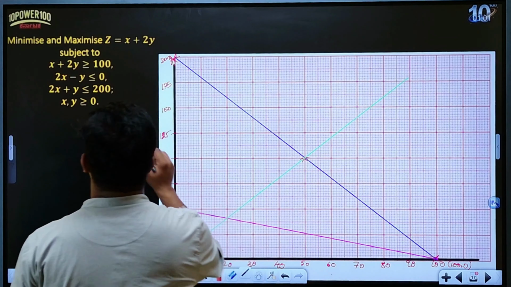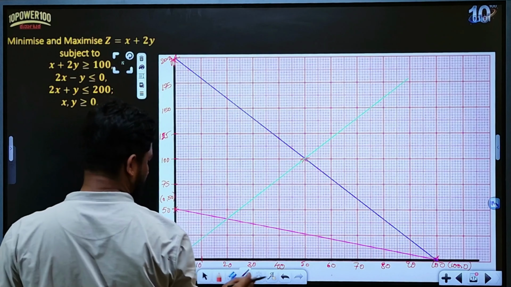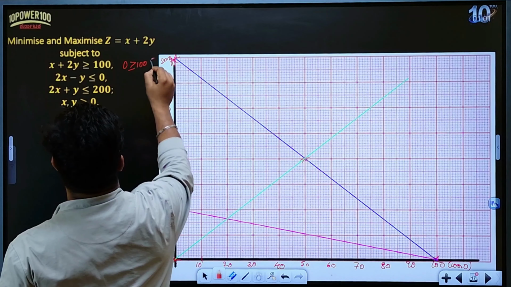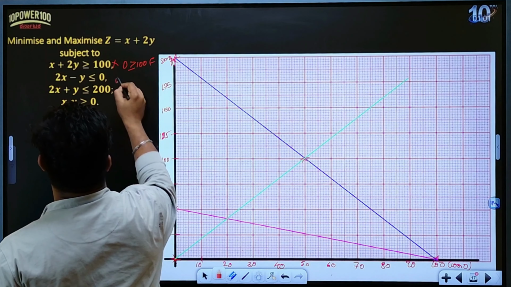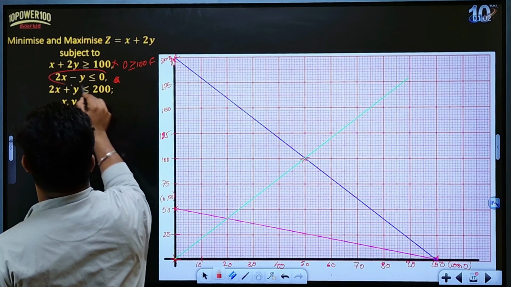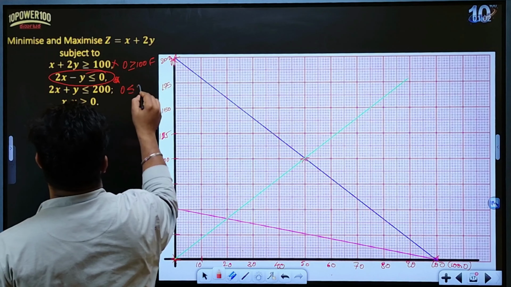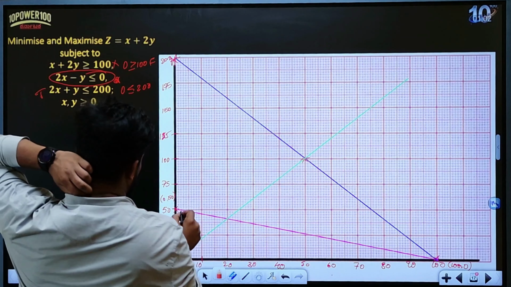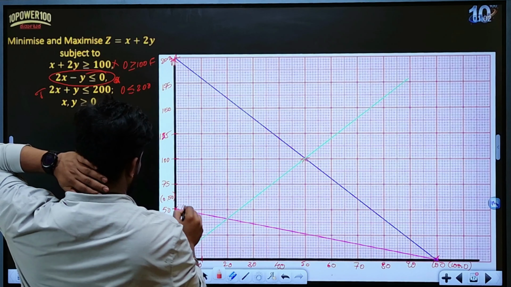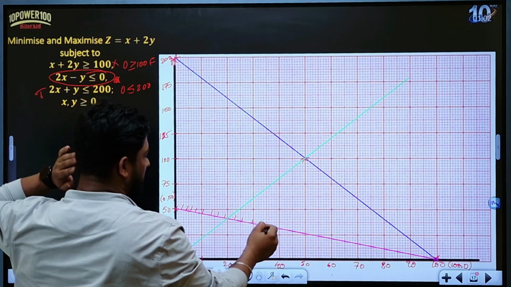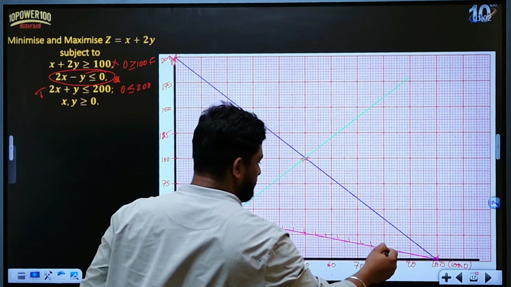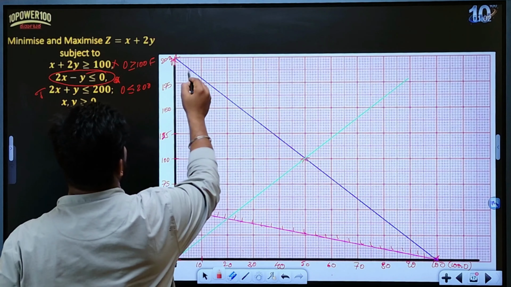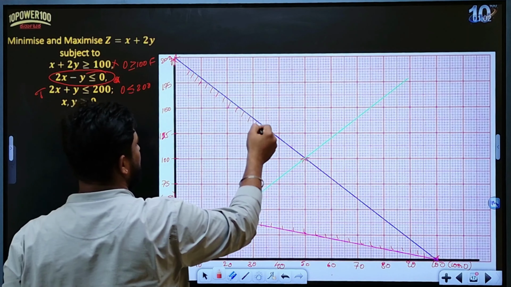After that, we'll do the origin test. So this is 0. 0 greater than or equal to 100, so this is false, no? For this one, there is no origin test because this is the line passing through the origin. Now 0 less than or equal to 200, so this is true. First line is the pink line, so this is false. False in the sense this side we have to mark, so I'm marking this side. Now the second line is true, so I'm marking this side. Now this side is the marking side.